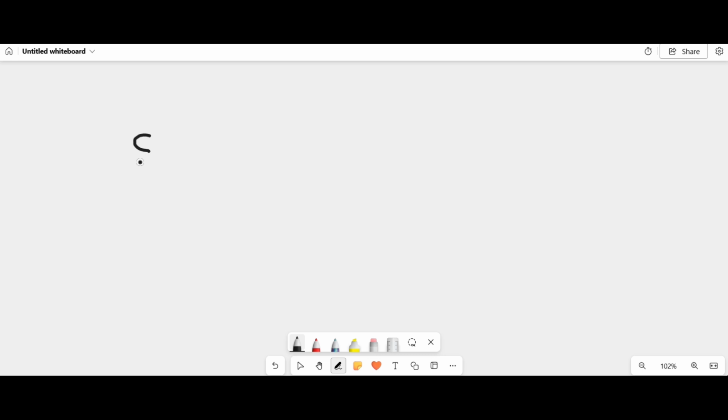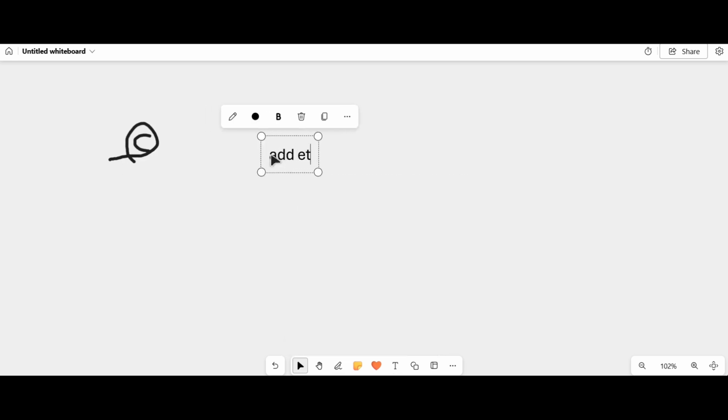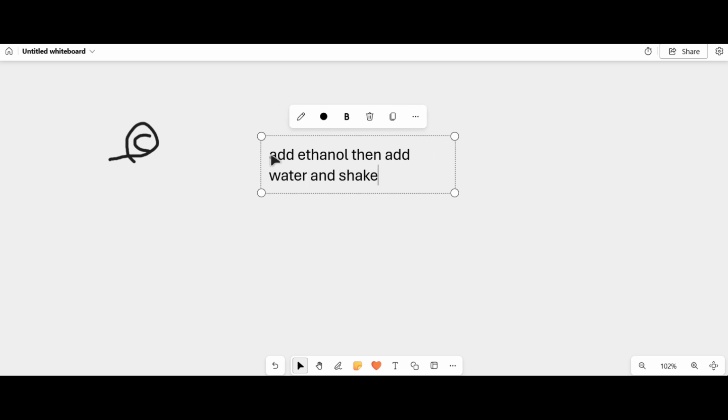The answer is obviously add ethanol. You add alcohol first to make it dissolve in the ethanol, because lipid dissolves in ethanol. And then add water, and then shake. If it's a positive test, a white emulsion will appear.